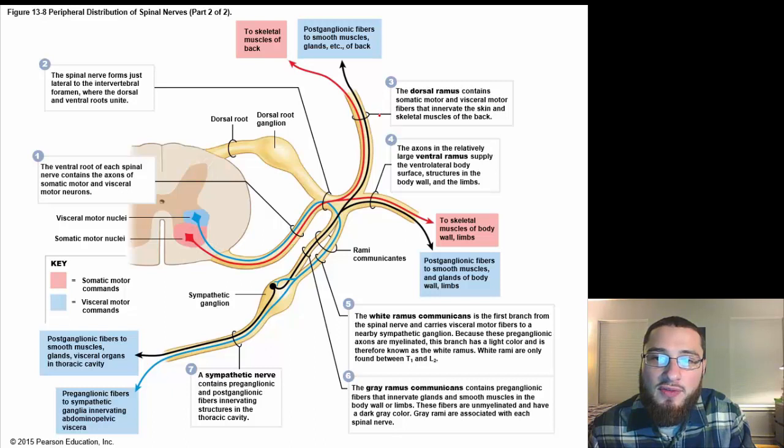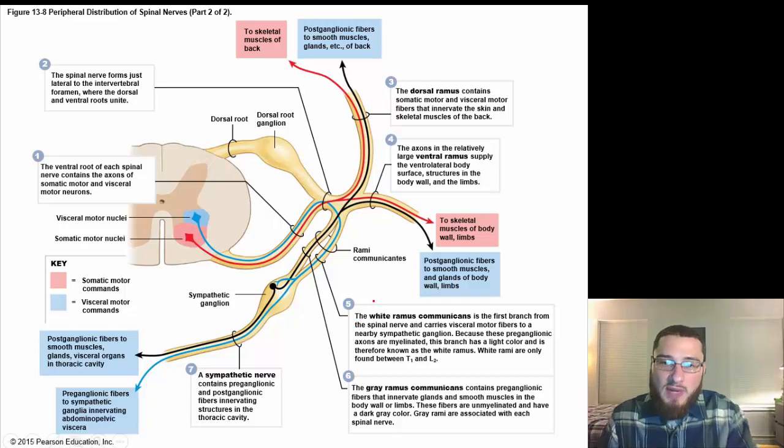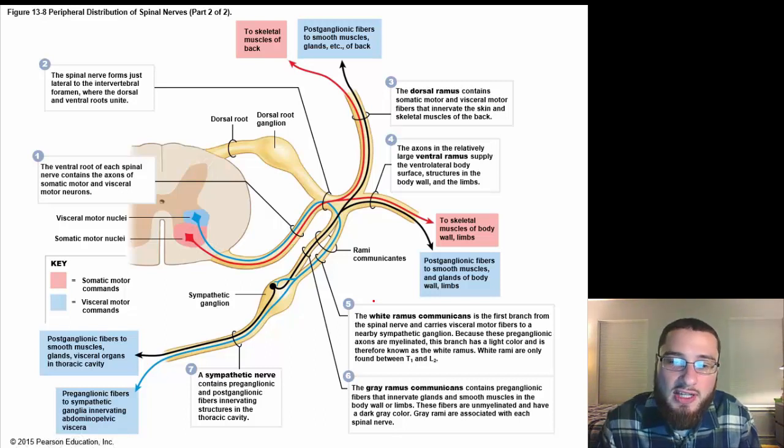The axons in the relatively large ventral ramus supply the ventrolateral body surface and structures in the body wall and the limbs. The white ramus communicans is the first branch from the spinal nerve and carries visceral motor fibers to a nearby sympathetic ganglion. And then you're going to have the gray ramus communicans, which contains postganglionic fibers that innervate glands and smooth muscles in the body wall or limbs. You have a sympathetic nerve, which contains preganglionic and postganglionic fibers innervating structures in the thoracic cavity.